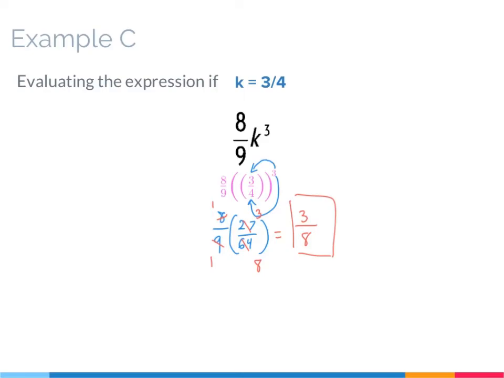But if you do some cross reduction ahead of time, it can help you. But the key thing to take away in this example is that when you have a fraction raised to a power, you're going to raise both the top and the bottom, or both the numerator and the denominator, to that power. Let's try a practice problem with this on your own.